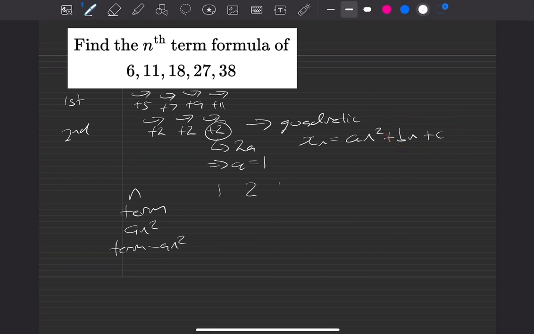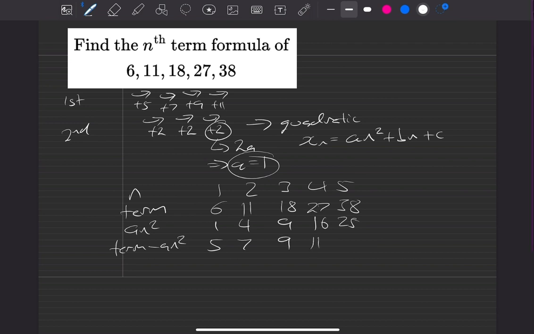We'll have 1, 2, 3, 4, 5 for the positions. The terms, it's just the sequence, 6, 11, 18, 27, 38. an squared, well, a we know is 1, so we just want to do basically the square numbers. So it's 1, 4, 9, 16 and 25. And now the last row, we do the two above it subtracted from each other. So 6 minus 1 is 5, 11 minus 4 is 7, 18 minus 9 gives us 9, 27 minus 16, well that's 11, and 38 minus 25 gives us 13.